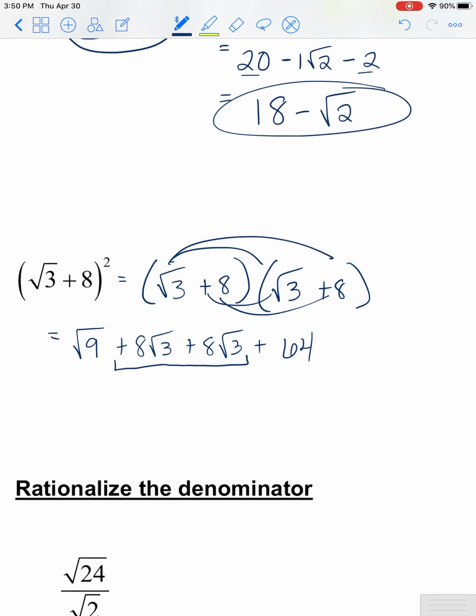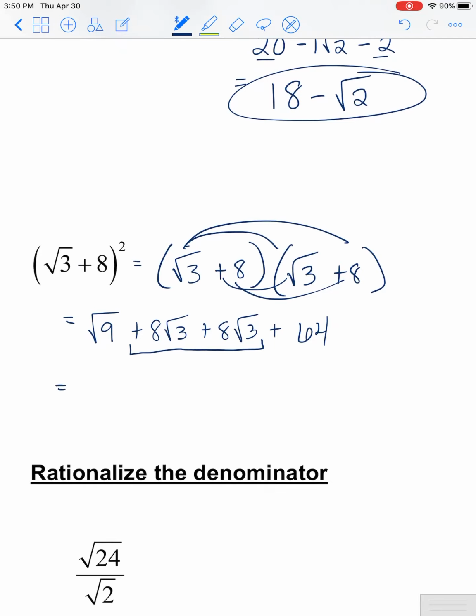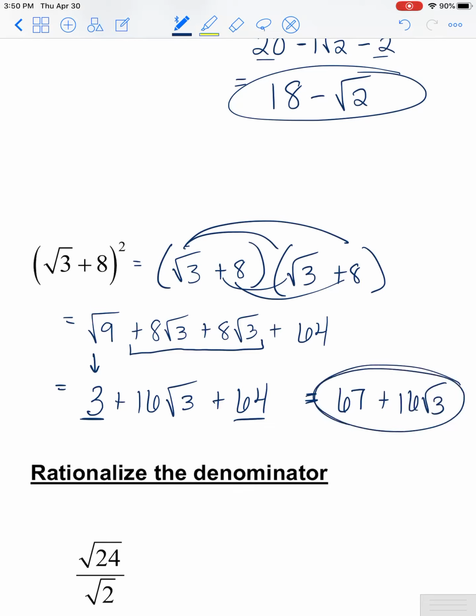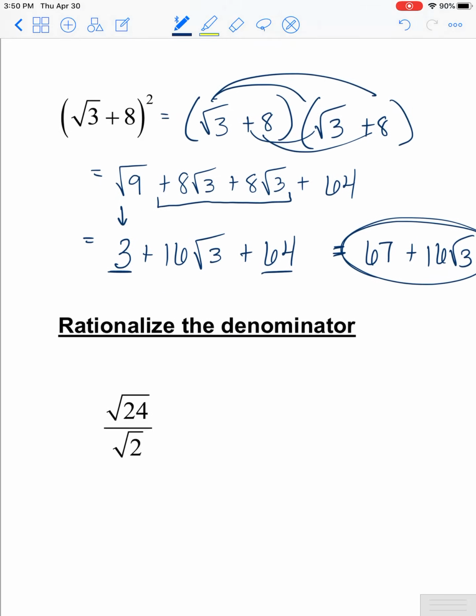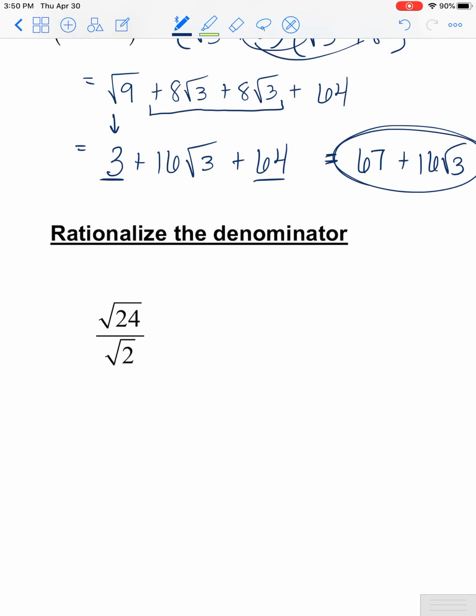Combine your like terms here. Easier to see. Square root of 9 I know is 3. 8 plus 8 is 16 radical 3, plus 64. My like terms are 3 and 64. My final answer is going to be 67 plus 16 radical 3. So there's your multiplying piece.